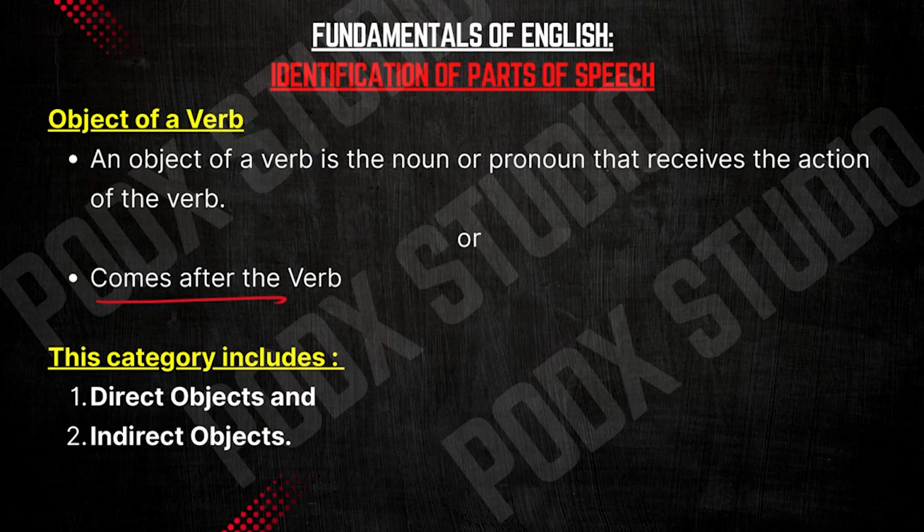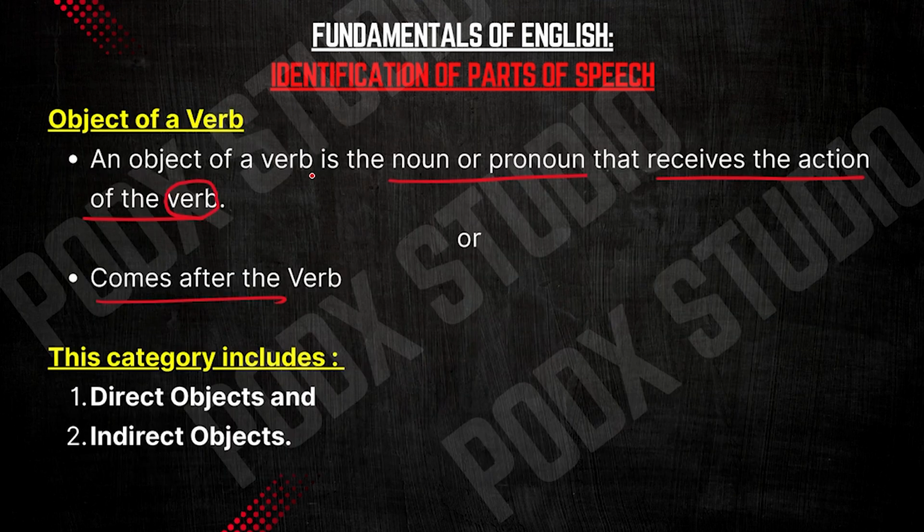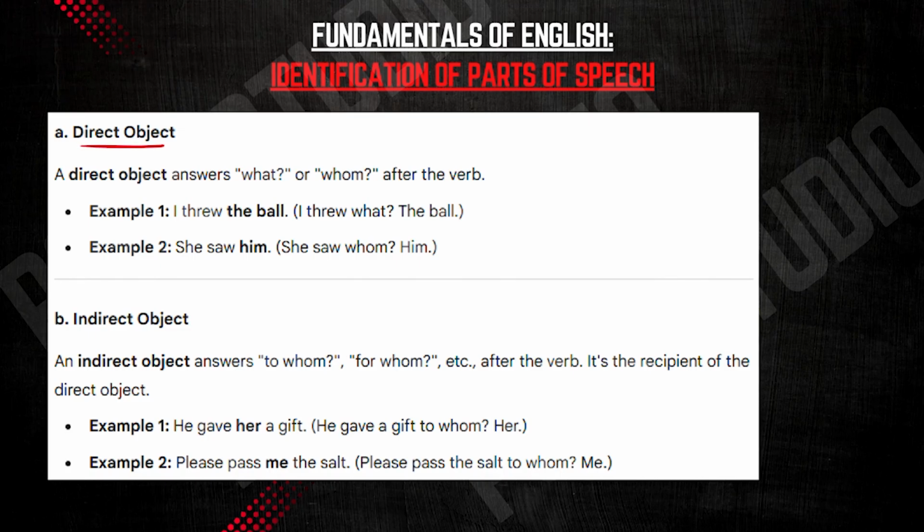An object of a verb is the noun or pronoun that receives the action of the verb. As I told you, the object comes after the verb. That's called the object of a verb. When the object comes after the preposition, that is the object of a preposition. The object is categorized into two parts: direct object and indirect object. What is a direct object? The direct object comes after the verb. You have to ask yourself the question what or whom. If you get the answer, that is called the direct object.